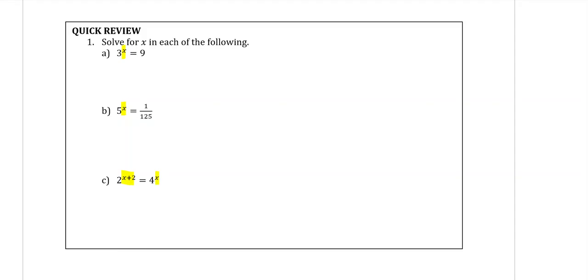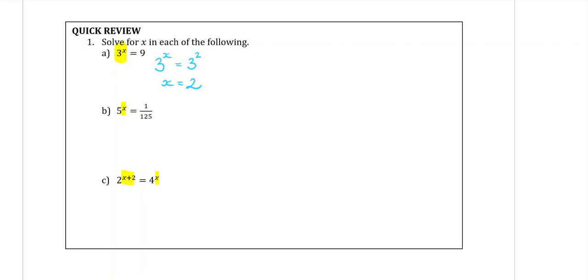Okay, to solve it, we want to make the bases the same, and in question A, the base of our exponential is the 3. So if I can make 9 a base of 3, which I can, 9 is 3 squared, then that means that if the bases are equal, then the powers must also be equal, which means that x is equal to 2.